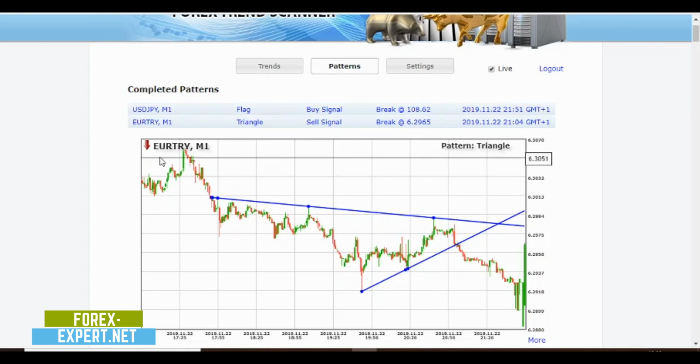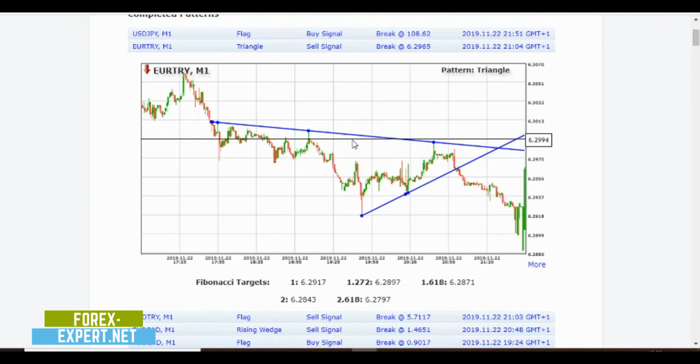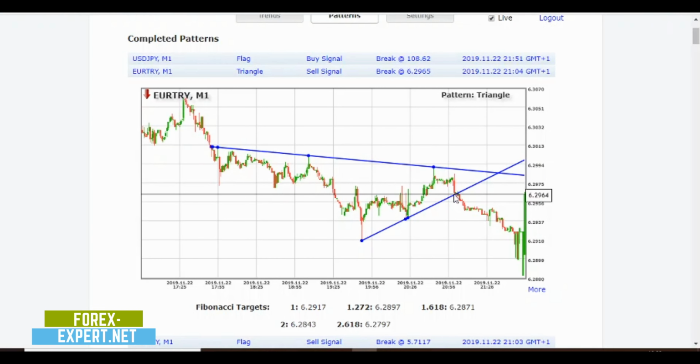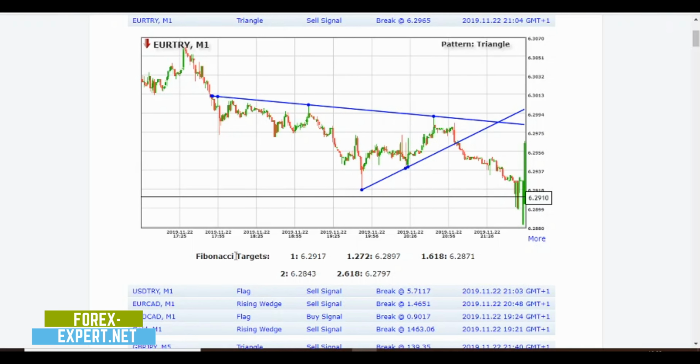We have a downtrend, as you can see here from the red arrow. The pattern is a triangle, sell signal, and every time the price breaks through the trend line, you will receive an alert. Below the chart, you'll find take profit levels for those ladies and gentlemen that are not comfortable with Fibonacci extensions. And I'm going to show you how you can use this tool, especially if you are a day trader.